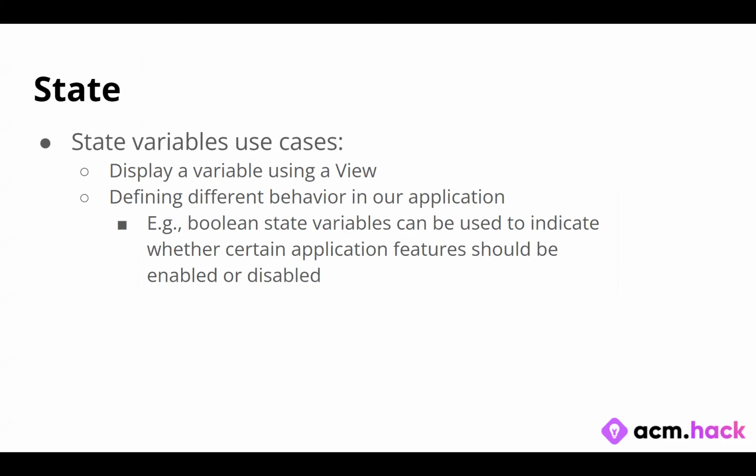So for example, Boolean state variables are just set to true or false. It could be used to indicate whether a certain feature of your app should be enabled or disabled. You can think of a game as an example. You could have an isRunning Boolean state variable, for example, that if it's set to true, then certain features are enabled, and if it's not, then they're disabled. So that's another example of where you can use a state variable within SwiftUI.